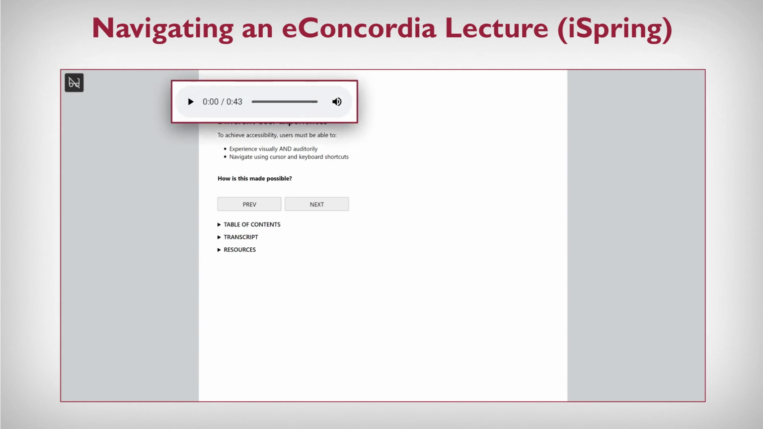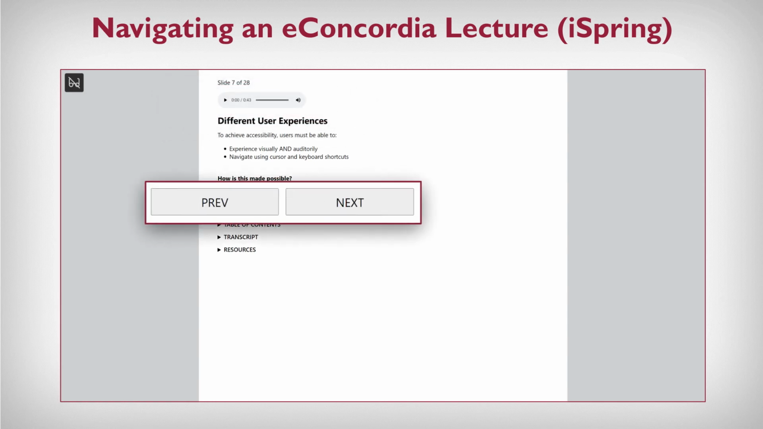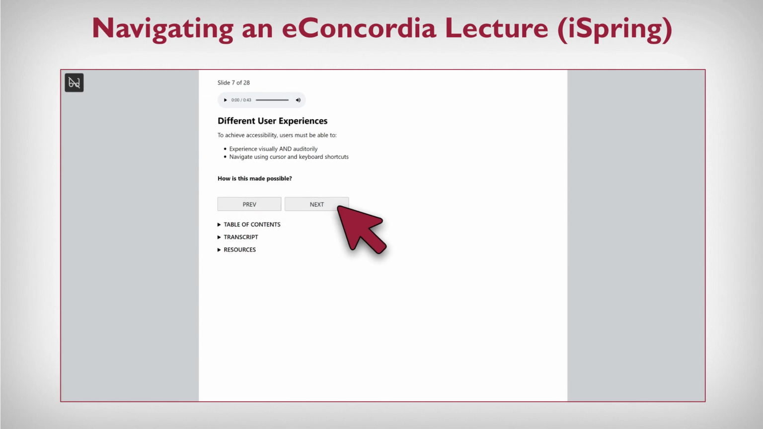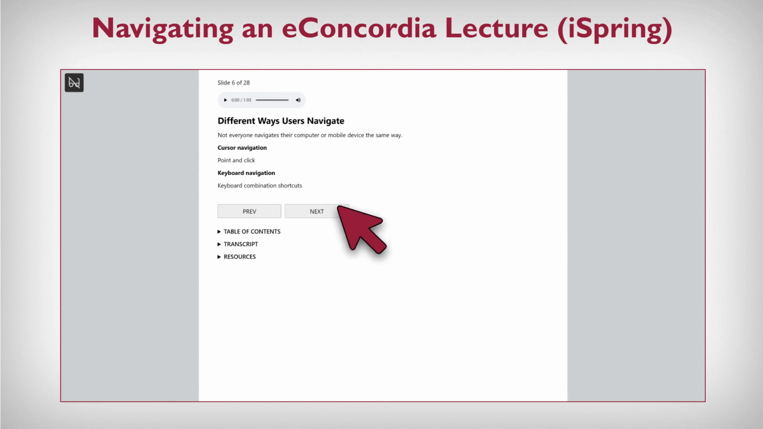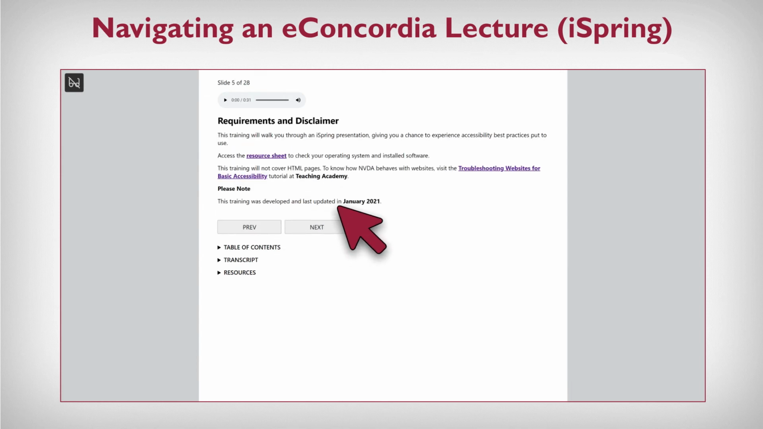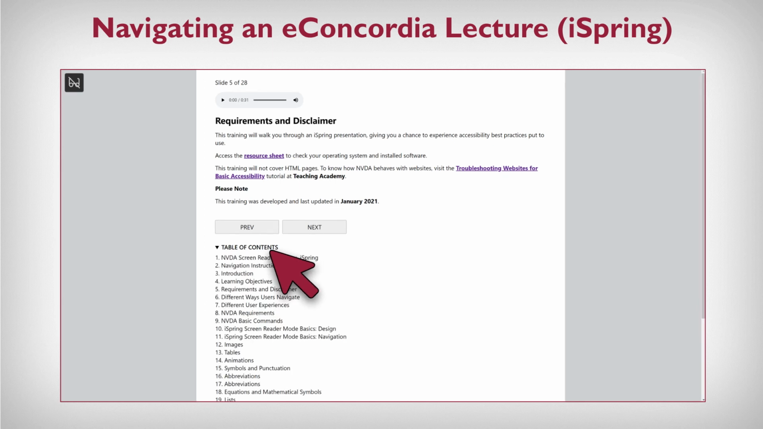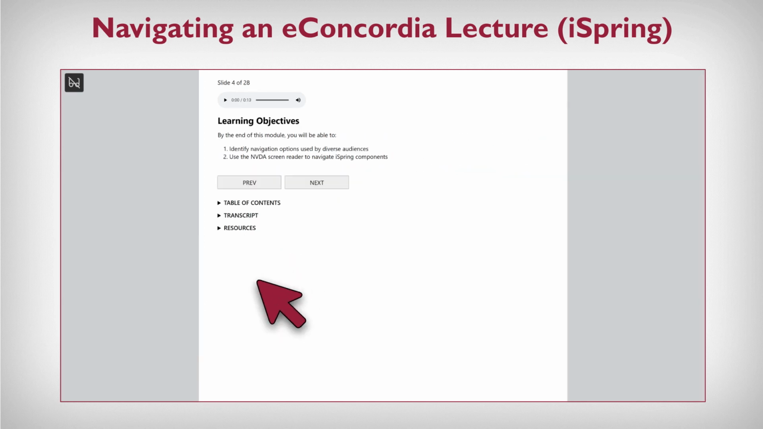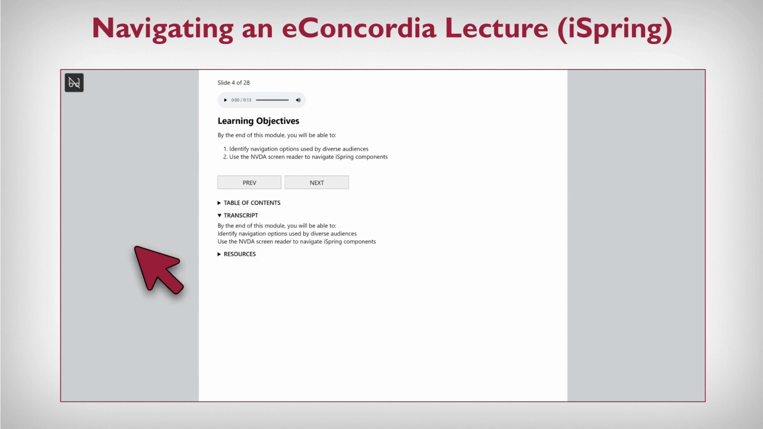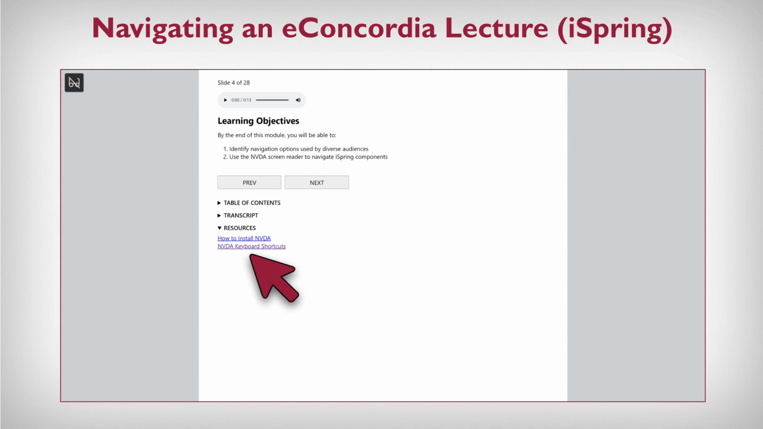In screen reader mode, use the audio controls to play, pause, and adjust the volume on the slide. Select the previous and next buttons to navigate forward and backward between slides. Select the Table of Contents to skip to different slides. Select the Transcript button to access the audio transcript. If present, select the Resources button to access the additional resources.